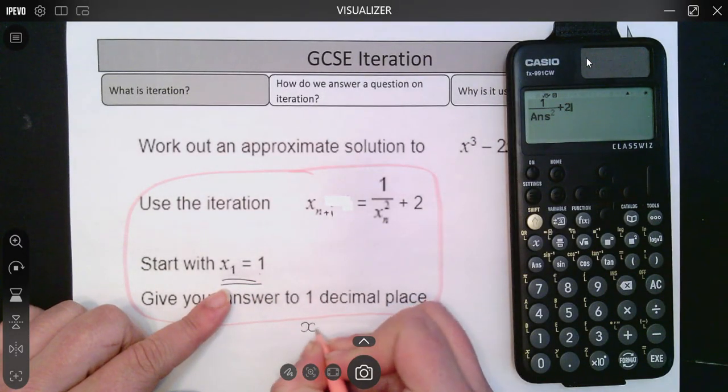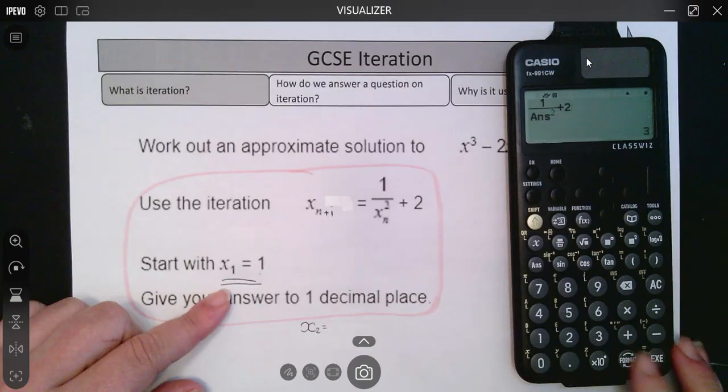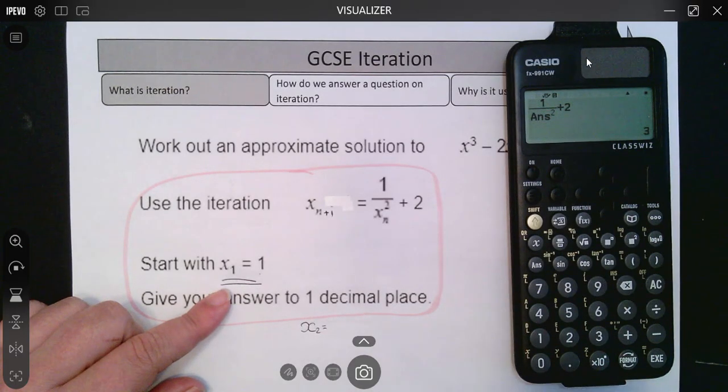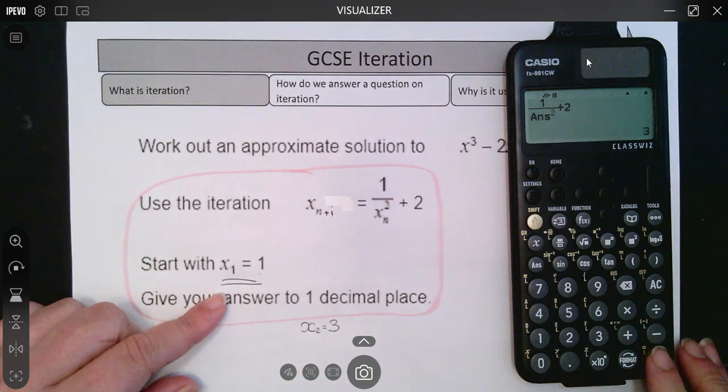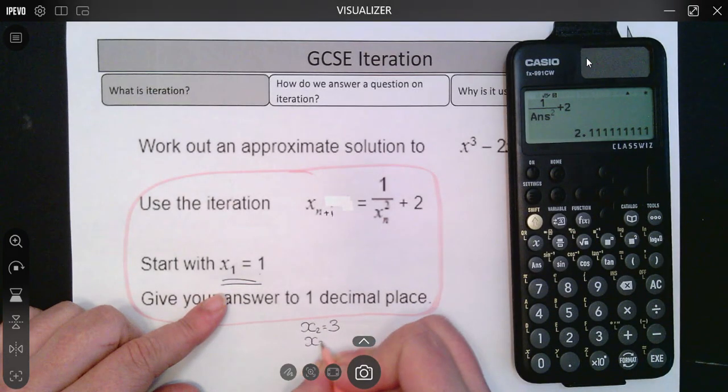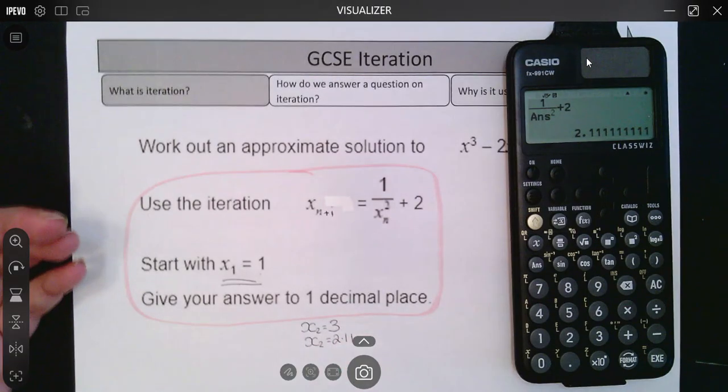So we have u1 here, u2, I just have to push equals, and I can see that that is the number 3. I press equals again, and we can see that this number is 2.11. Now we've got to keep going and give our answer to one decimal place. It doesn't tell us where to stop.